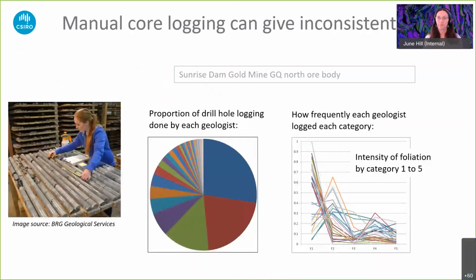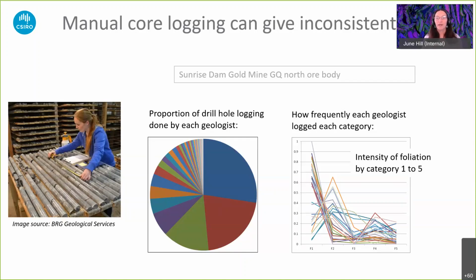Okay, as you know, manual core logging can be problematic because it gives very inconsistent results. So core logging is done by hand. A geologist makes observations and they write it down on a piece of paper or they put it into some sort of tablet. And the problem is that if you've got more than one geologist logging, each geologist might log slightly differently because their experience in geology is different. And even if you've got one person logging over a long period of time, they may change over time because they develop more experience and more understanding of the rocks.